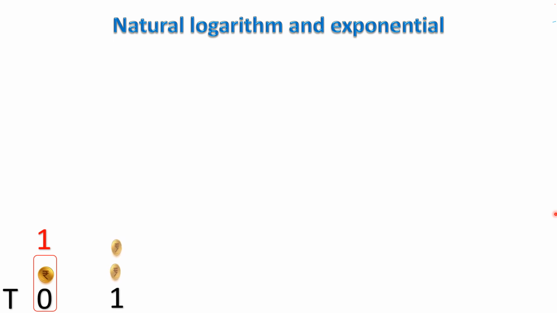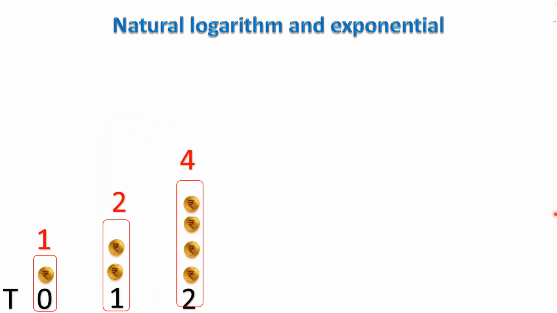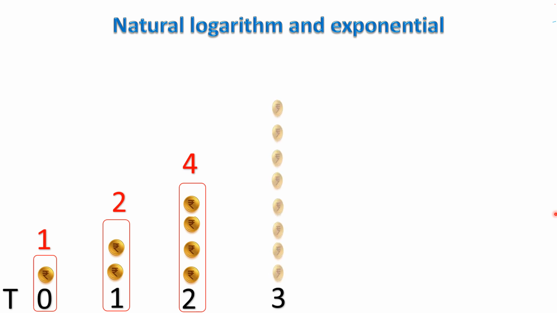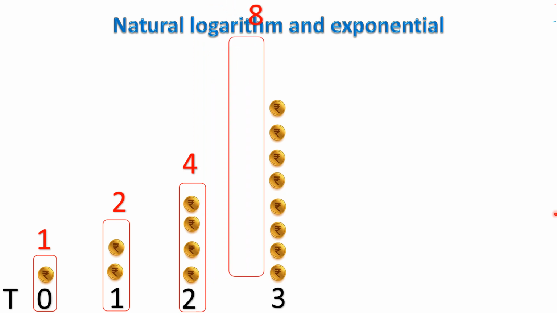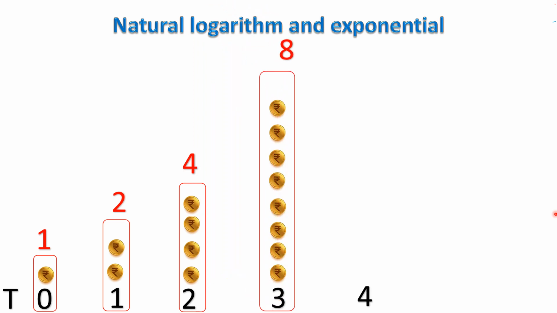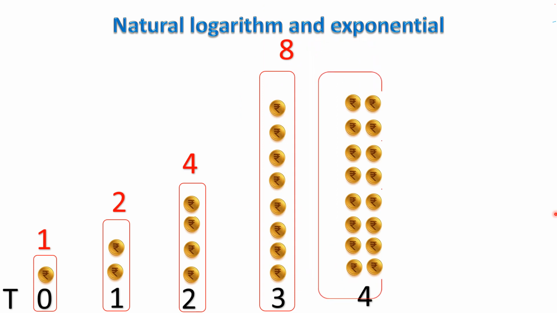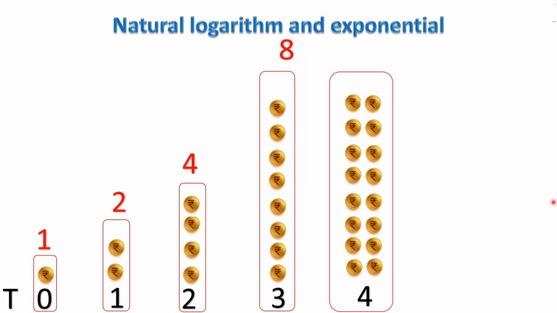Now at the end of first year, you will get 2 rupees. This investment at the end of next year, second year, will be doubled to 4. And at the end of third year, this will be again doubled to 8 rupees, so on and so forth for the fourth year. It looks as if the function is discontinuous. It steps up at the end of every year.